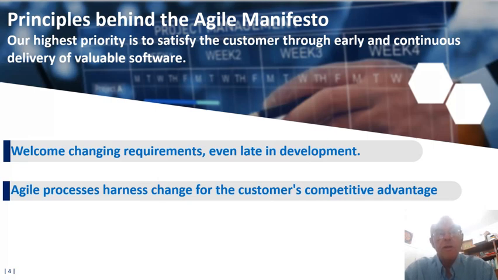Principles behind the Agile Manifesto. Principle number 1. Welcome changing requirements even late in development. Agile methodologies acknowledge that requirements are likely to evolve over the course of a project. Rather than resisting or avoiding these changes, Agile teams are encouraged to embrace them as opportunities for improvement. This is in contrast to traditional methods where changes are often discouraged or require significant effort to implement.